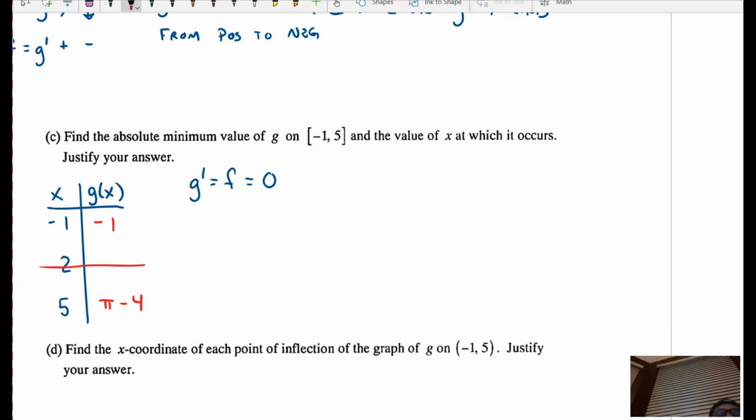So find the absolute min value and the value of x at which it occurs. And with the candidates test, then our table and a summary statement with that table is the answer here. So G has an absolute min of -1 at x equals -1.